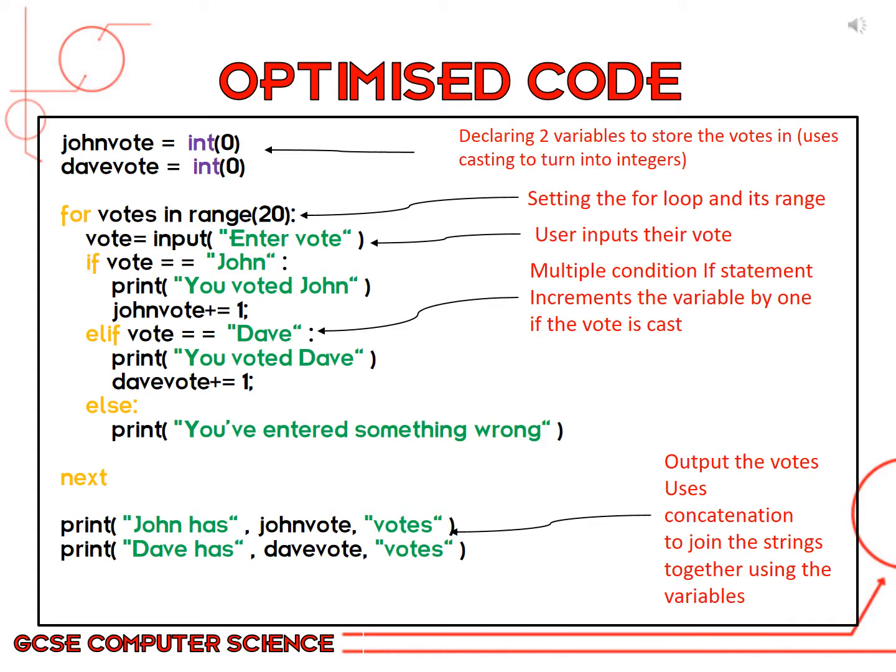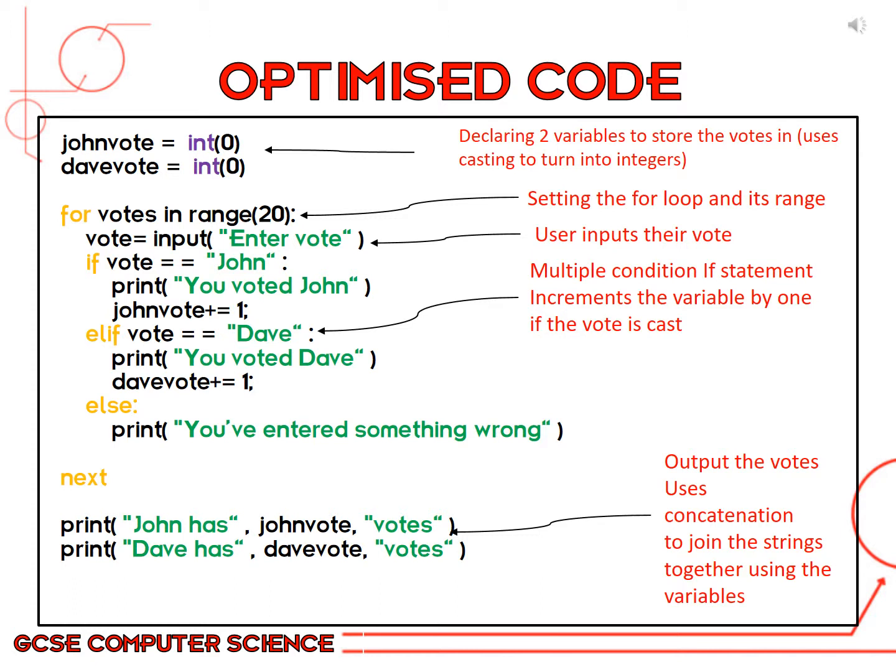Then I'm going to declare a for loop, and I'm going to put for votes in range 20. So votes is basically just a variable that's going to start from 0 and go up, up, up until it reaches the range, which is 20. I'm going to ask the user to vote. If their vote is equal to John, I'm going to tell them that they voted John just so they know that they've done it right. And then I'm going to add 1 to the initial value of John vote, which starts at 0. Then we're going to check to see whether they voted for Dave. If they have, it prints you voted Dave and adds 1 to Dave vote.